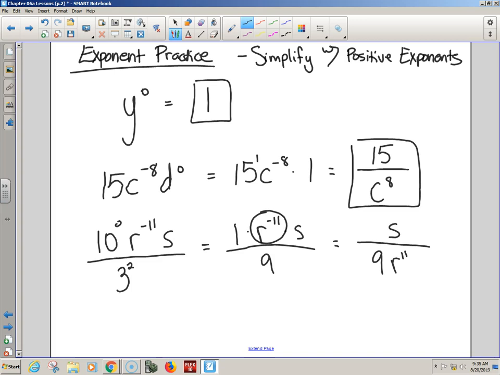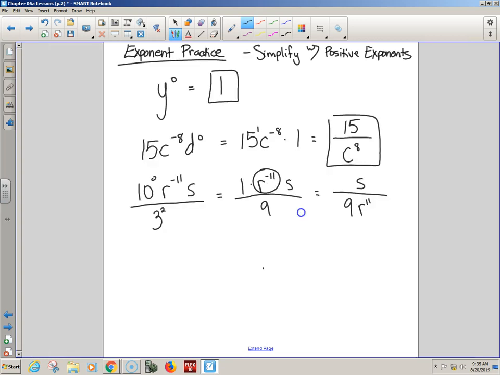1 times anything is itself. So you could have put the 1 too. I wouldn't have marked you wrong, but simplifying, the 1 goes away. Would you have to put the 1? Not really, because remember, if there's nothing there, it's an understood 1. So that's okay. All right, new person. For some of you, I think it's the last person in your group who hasn't gone yet. For others of you, some of you are repeating.